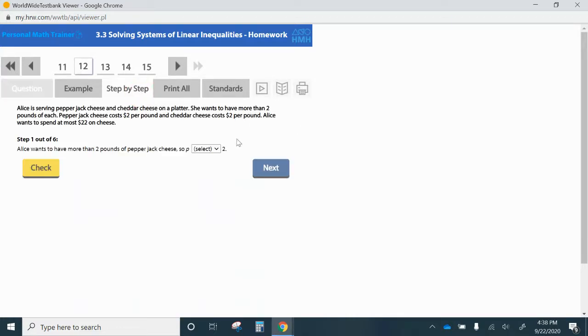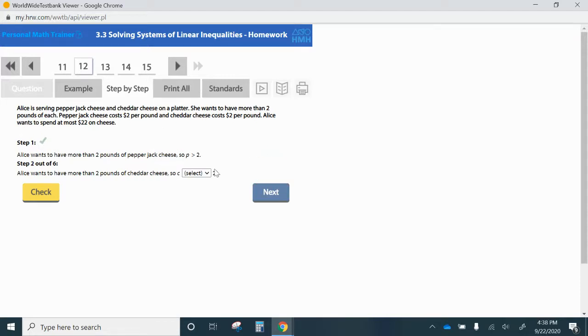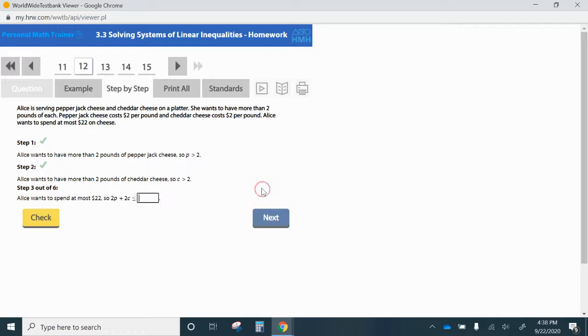So let's go step by step. Alice wants to have more than 2 pounds of pepper jack, so that's P is greater than 2. Alice wants to have more than 2 pounds of cheddar cheese, so C is greater than 2. Alice wants to spend at most $22, so 2P plus 2C is less than or equal to 22.